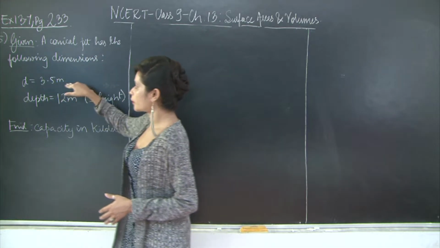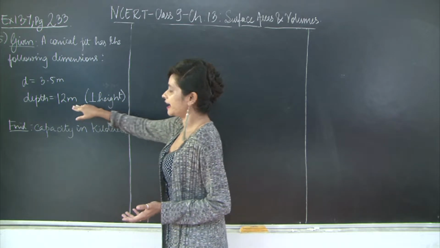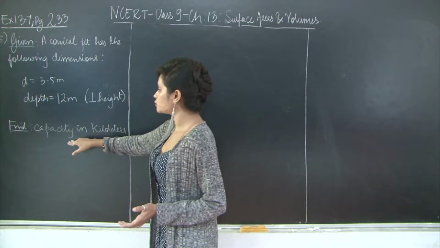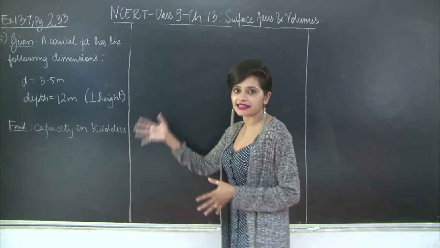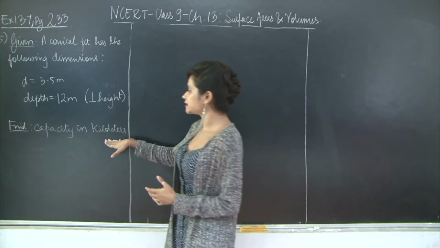You have been given the conical pit which has the following dimensions. The diameter is 3.5 meters and depth. Depth is nothing but the perpendicular height, h, which is 12 meters. You need to find the capacity of this conical pit, that is the volume. Capacity is always referring to volume. You have to find it in kiloliters.